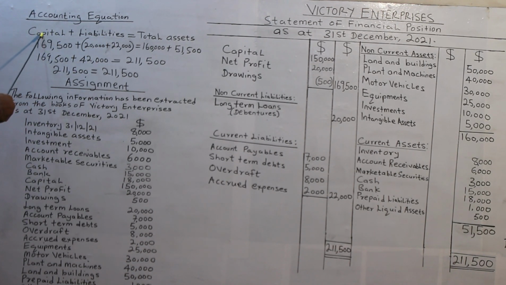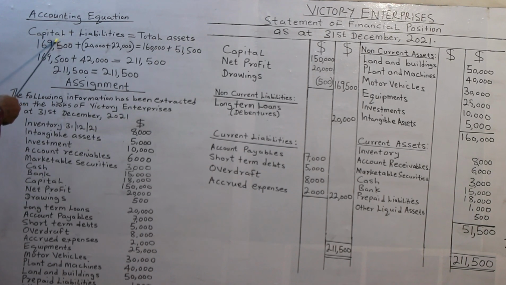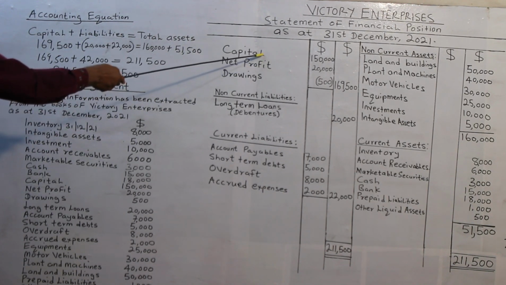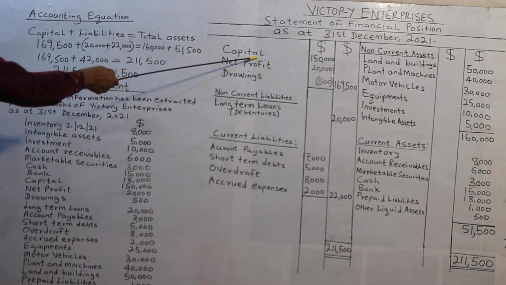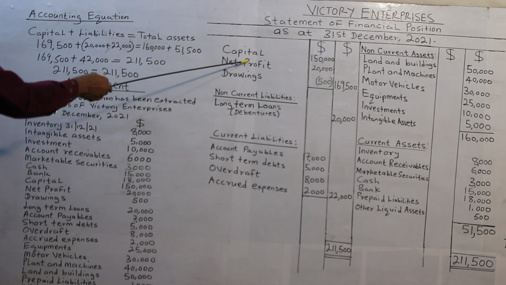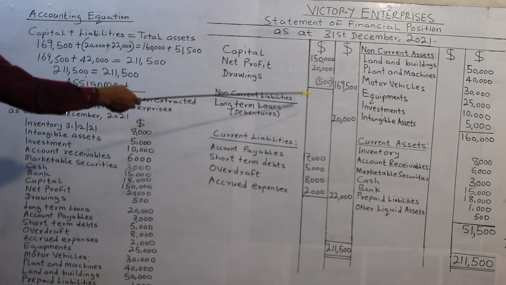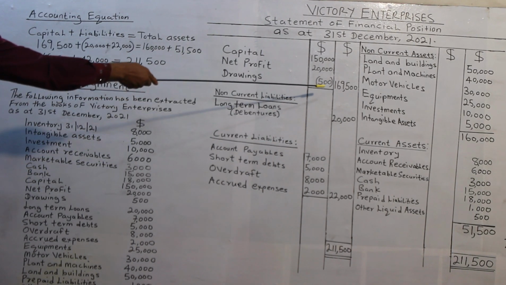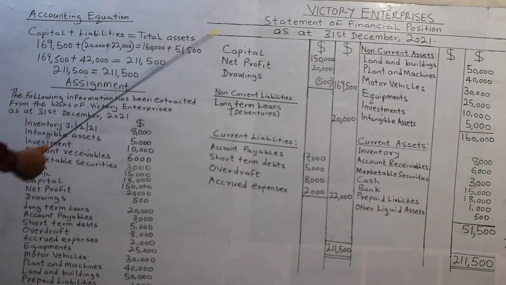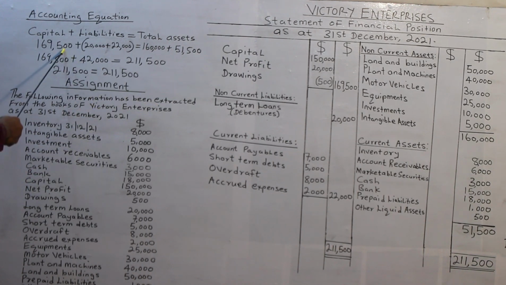Now, we have the capital as 169,500. If you watch, you see it here: 150,000 plus net profit minus drawings gives us 169,500. That is the net capital. You can see it here.